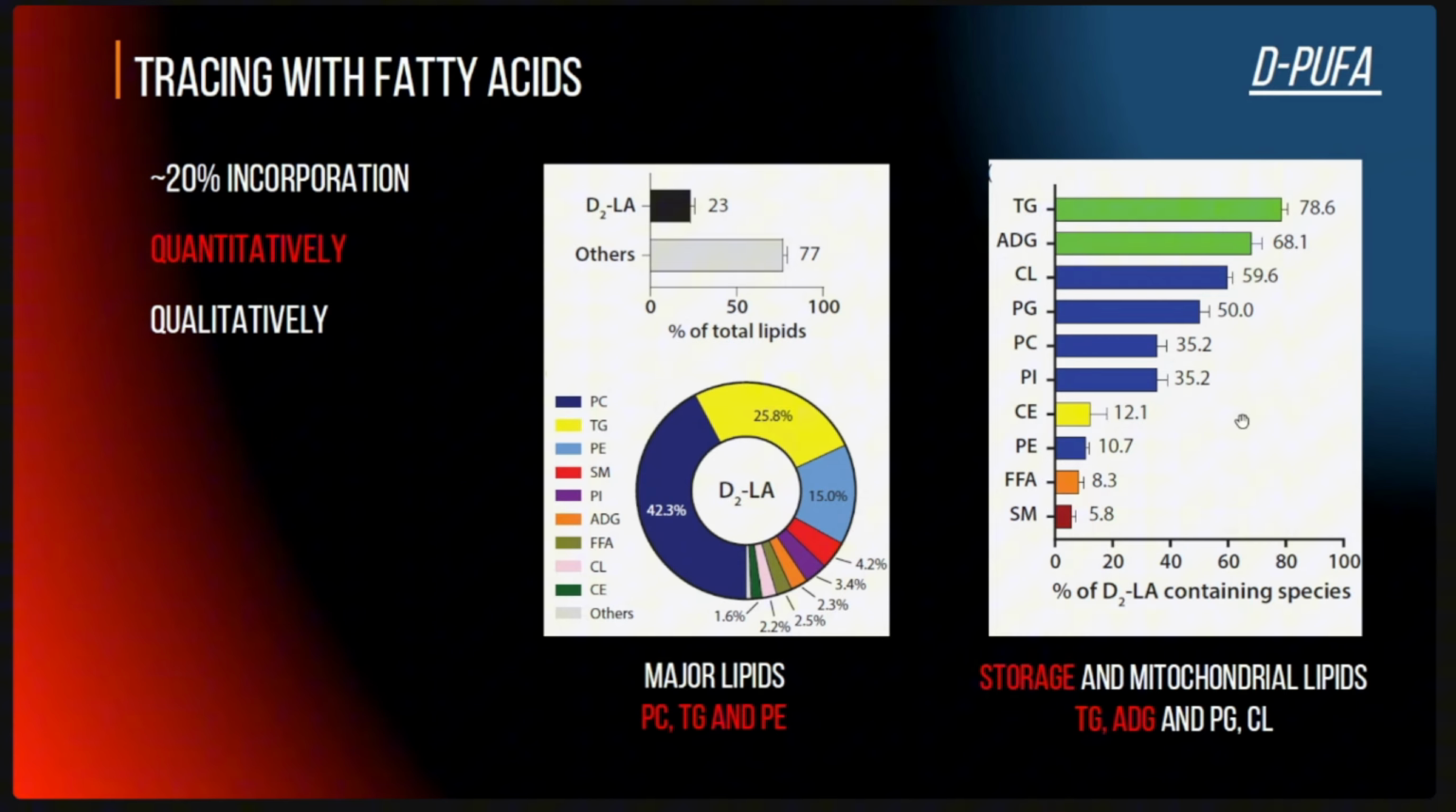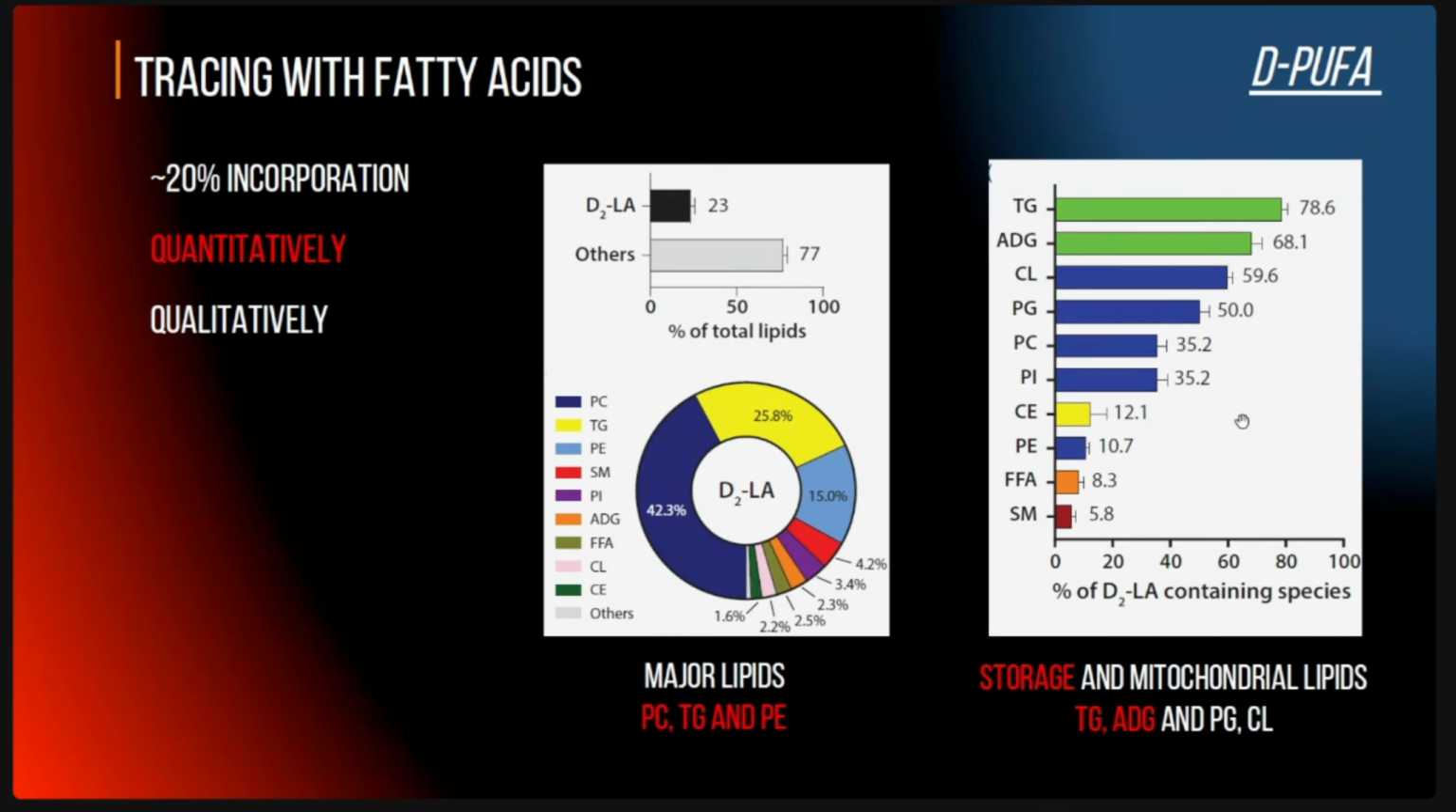But then we can also look into this data qualitatively, and we figured out that 78 to 68% of the storage lipids, in the form of TG and ADG, which is a storage form for ether lipids, a bunch of those were labeled with or contain D-linoleic acid.